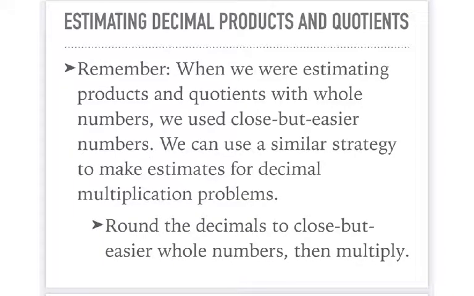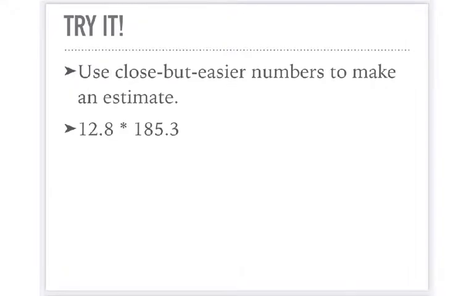Remember when we were estimating products and quotients with whole numbers, we used close but easier numbers, round numbers I like to call them, right? We can use a similar strategy to make estimates for decimal multiplication problems. We can round the decimals to close but easier whole numbers and then multiply. So here's one for you to try. Use close but easier numbers to make an estimate. When you think you're ready, come on back.